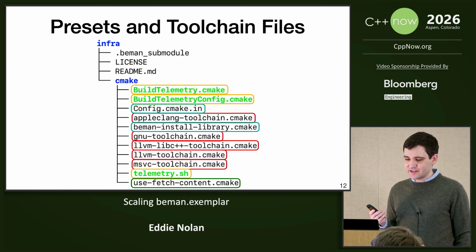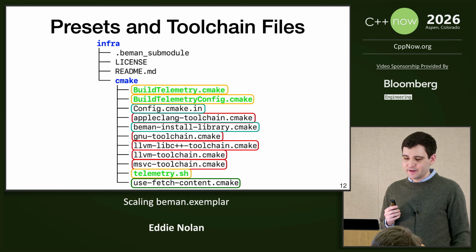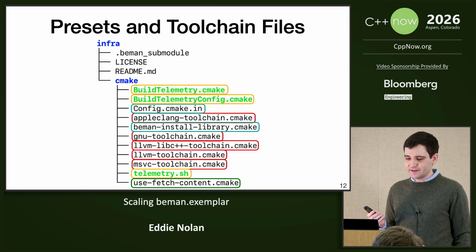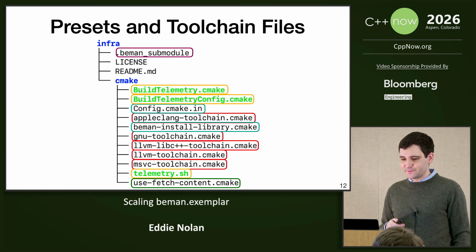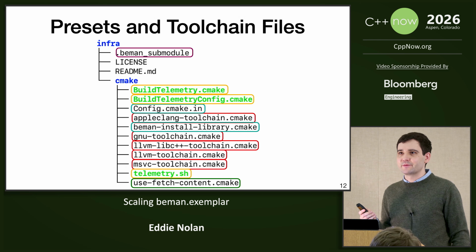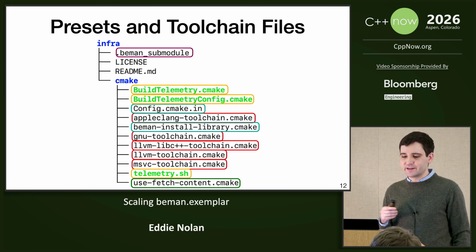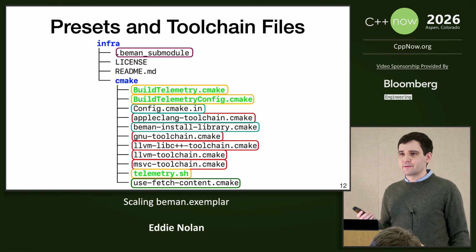Use fetchContent.cmake. This is part of our fetch content dependency provider system, which we'll go into in more detail soon. And then we have this beman submodule file. That's part of our mechanism to make sure that the contents of this vendor directory match the contents of the upstream beman project infra repository without actually needing to use a git submodule. And later in the talk, we'll go into why we have that mechanism.